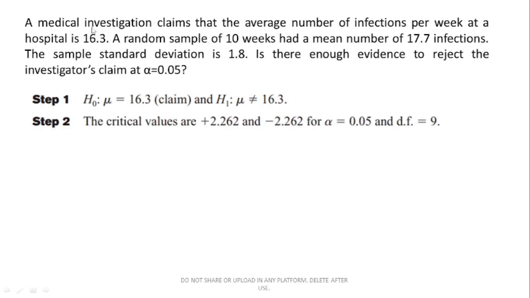Step 2, after determining our hypothesis, since we know naman ang alpha natin is 0.05. So, the critical values are this one, positive and negative, since this is a two-tailed test kasi hindi naman sinabi kung lesser or greater. So, upon checking our table, alam naman natin na ang alpha natin is 0.05 and we have random sample, sabi dito na 10 weeks. So, ang sample natin ay 10. So, ang degrees of freedom natin would be 10 minus 1 is equal to 9.